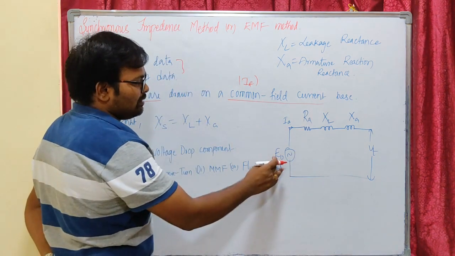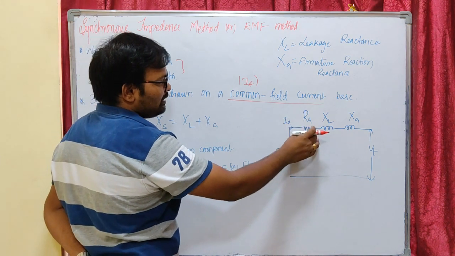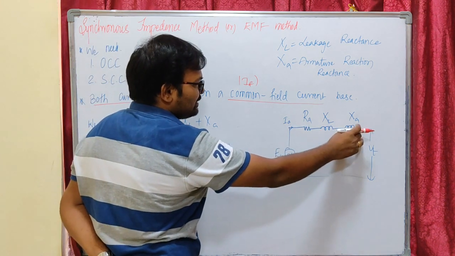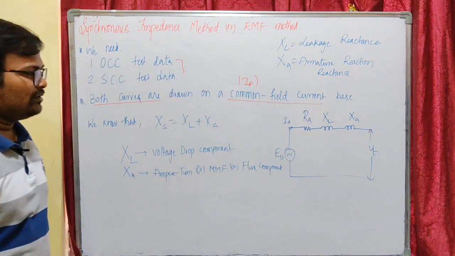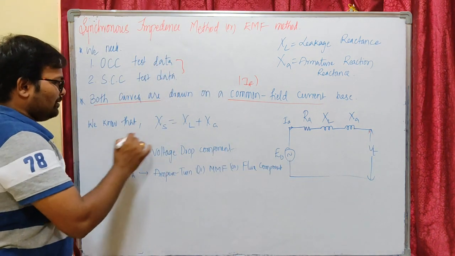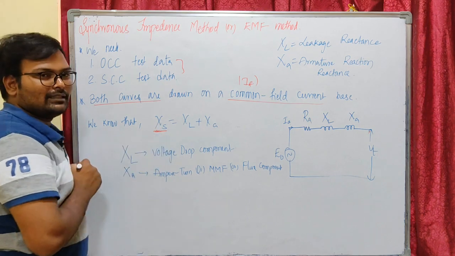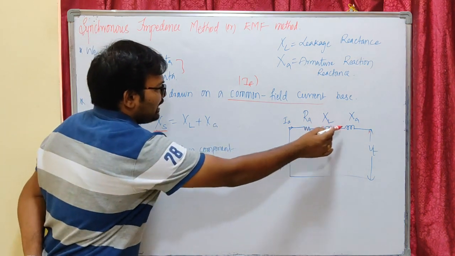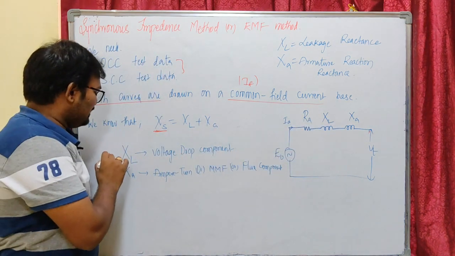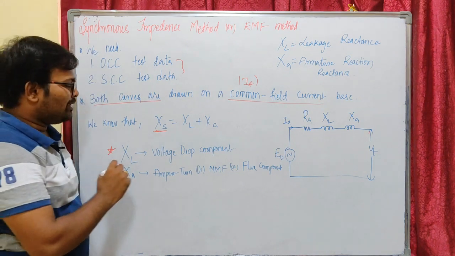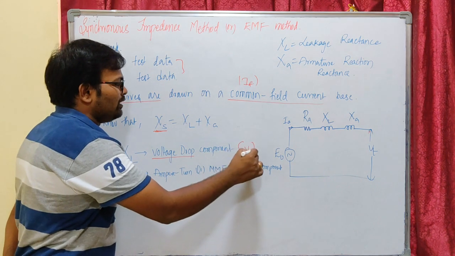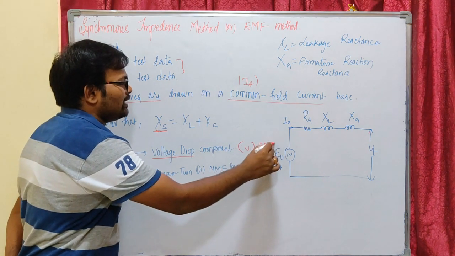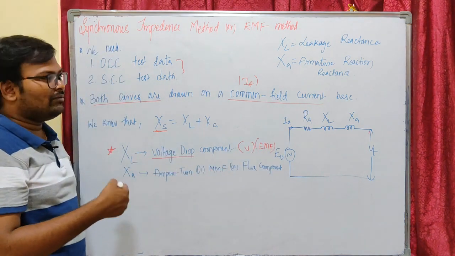Before going to that, we know the equivalent circuit of our generator. This is the EMF generated, IA is armature current, RA is armature resistance, XL is leakage reactance, and XA is armature reaction, a fictitious reactance, and VT is terminal voltage. XS is the synchronous reactance, which is the sum of XL and XA. Here XL is a leakage reactance that contributes a voltage drop in the circuit.